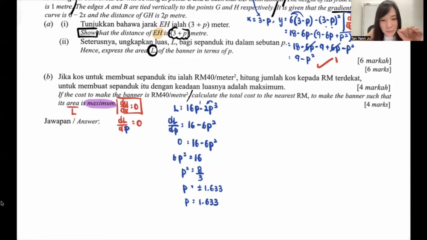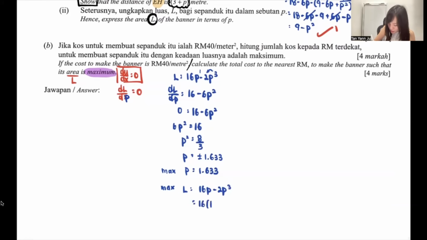So I already know the maximum P is 1.633. But maximum P is not useful. I want to know the size, and the size will be the area. So with this maximum P, you should sub it inside the L to find the maximum L. So you see, this is your L equation. Correct? So you should sub 1.633 inside. So you're able to find out when the maximum at P is 1.633, what is your L answer? That's the concept of it.